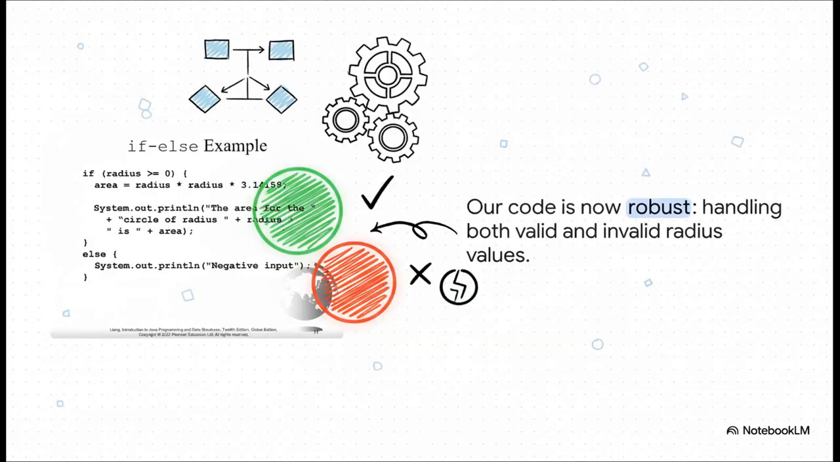And there we have it. With that, our negative radius problem is completely solved. Check out the code. If the radius is valid, we calculate the area. Else, meaning in every other possible case, we print an error about negative input. Our program is now what we call robust because it can intelligently handle both outcomes.